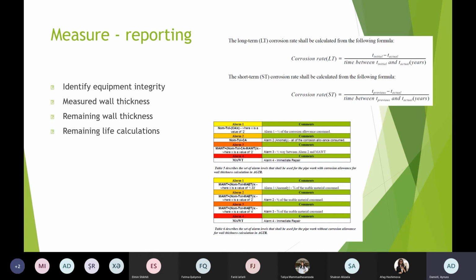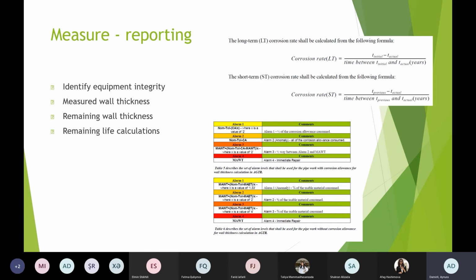And what we do is, every piping and equipment item has its own alarm level calculations. For each equipment, for each piping, we have 4 alarms. For example, what does alarm 1 mean?